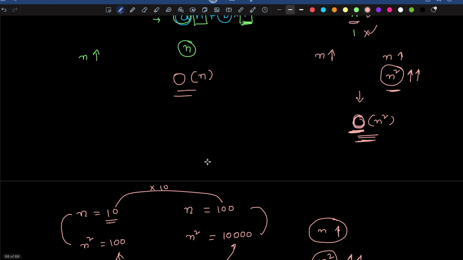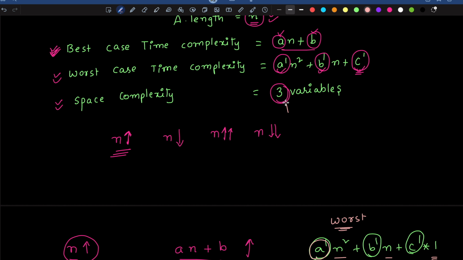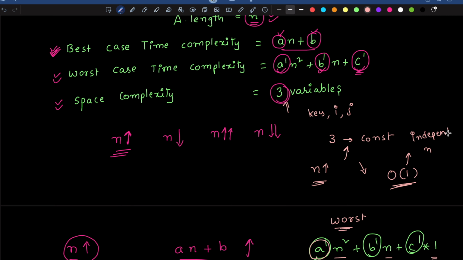Now let's look at the space complexity. In terms of space complexity, we are using only three variables, right? What are those three variables? key, i and j. So here 3 is a constant value. There is no n term in the case of space complexity. So as my value of n increases, as my input size increases, the space usage doesn't change. Therefore, the space complexity of an insertion sort algorithm will be order of 1. This means the space used is constant and independent of my input size n here. Whenever I write order of 1, it means it is independent of my input size n.